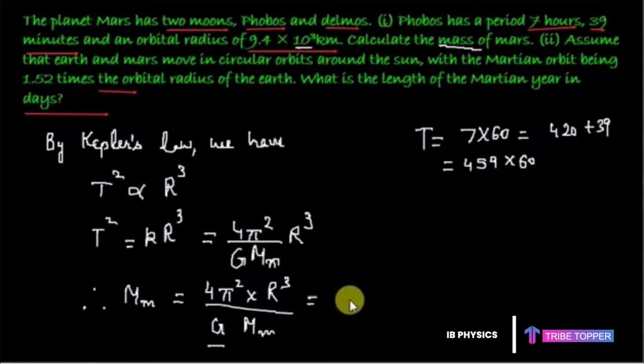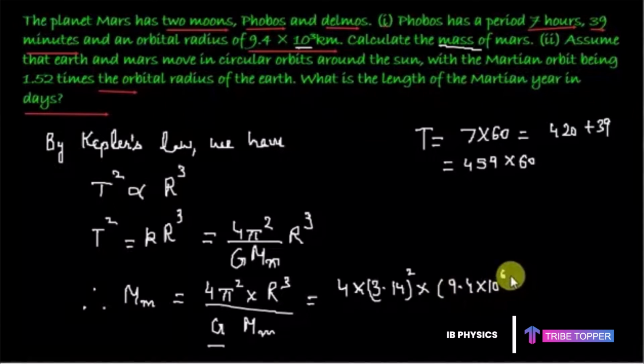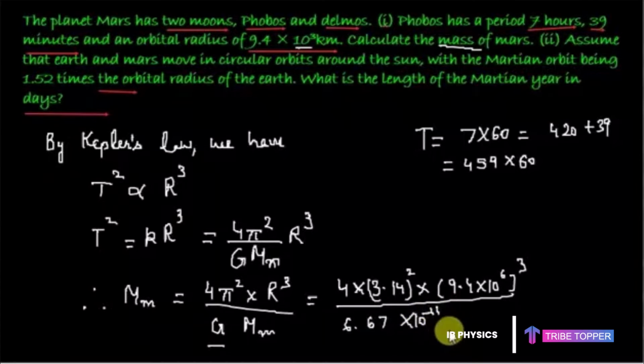Therefore the mass of Mars is 4 times, so we have 4 into pi square, means 3.14 whole square, into r cube. r is given to be 9.4 into 10 to the power 3 kilometers, so 9.4 into 10 to the power 6 meters and whole cube, upon G. The value of gravitational constant is 6.67 into 10 to the power minus 11 times, we have 459 into 60 in seconds, and this whole square.